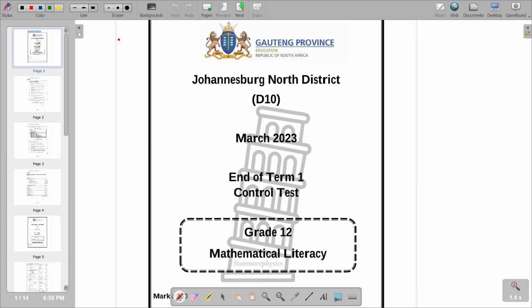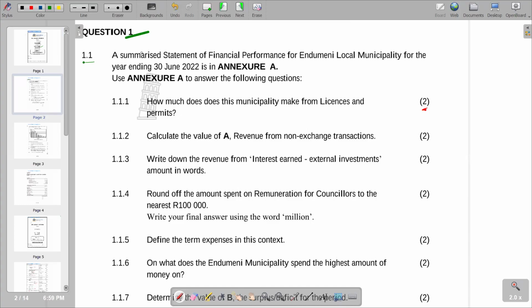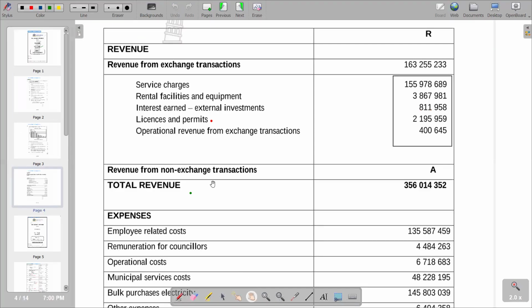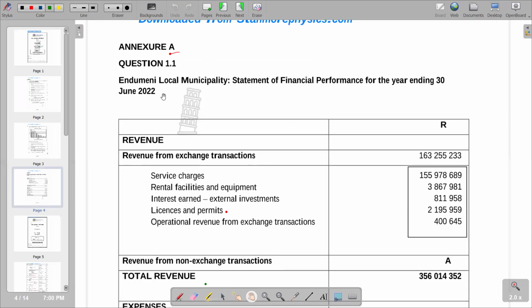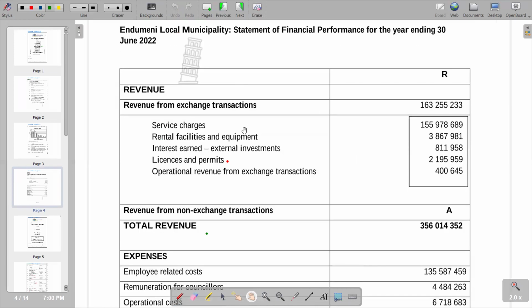In this video, we want to look at the end of Term 1 control test, and this is from the province of Gauteng. So we're going to look at the first question, which is a summarized statement of financial performance for Edumate local municipality. Question 1.1.1 has 2 marks. This is our Annexure A, the Edumate local municipality statement of financial performance for the year ending 30 June 2022. The question requires us to identify the figure for license payment.